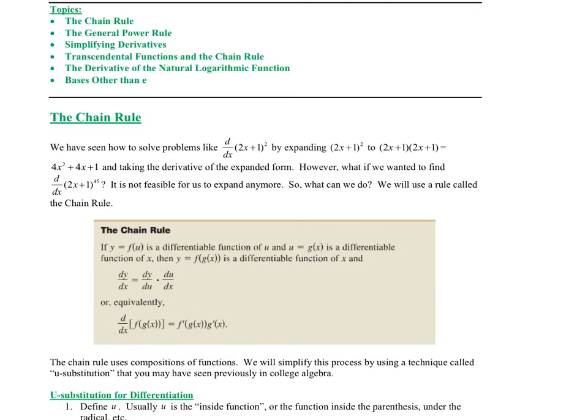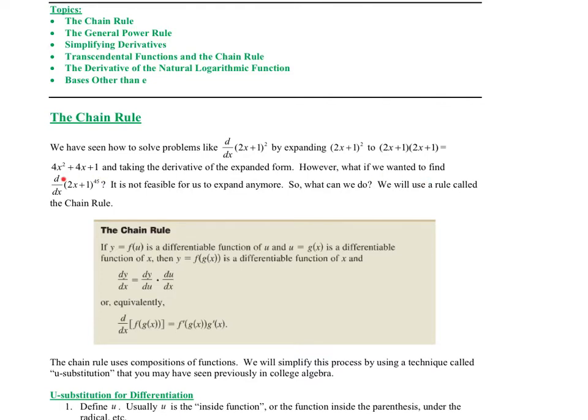We have seen how to solve problems like the derivative with respect to x of (2x + 1) squared by expanding (2x + 1) squared. So you just FOIL it out, right? It'd be 2x times 2x, which is 4x squared, then plus 4x plus 1. So if it were in this form, you could find the derivative by expanding it, FOILing it, and then finding the derivative of it term by term. So we know we could find the derivative.